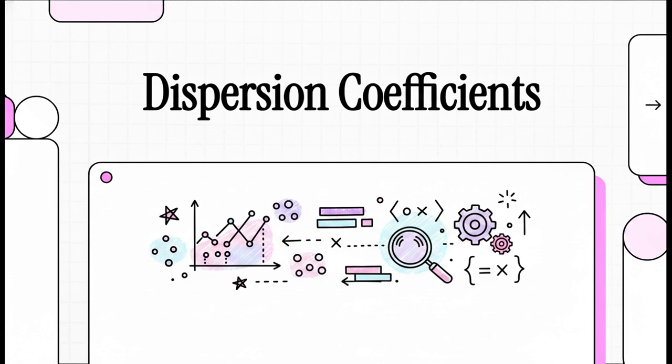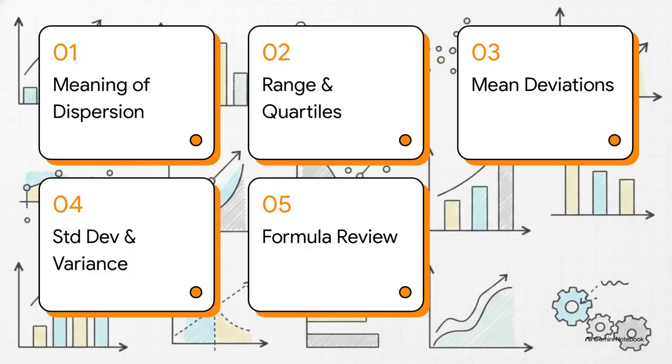Okay, here is our quick roadmap for today's explainer. We'll start with the meaning of dispersion, then move on to range and quartile coefficients, followed by mean deviation coefficients. After that, we'll tackle standard deviation and variance, and finally, we'll wrap it all up with the ultimate formula review.